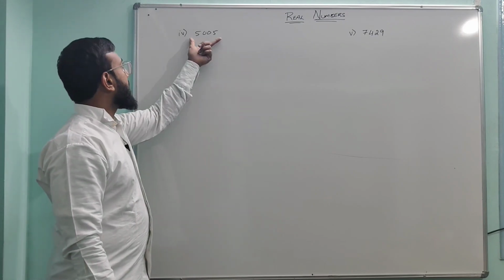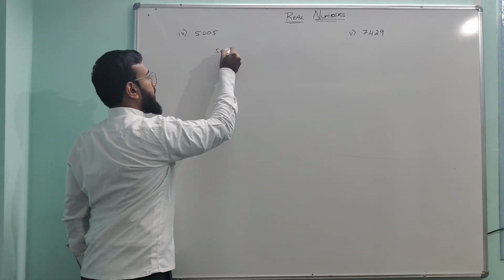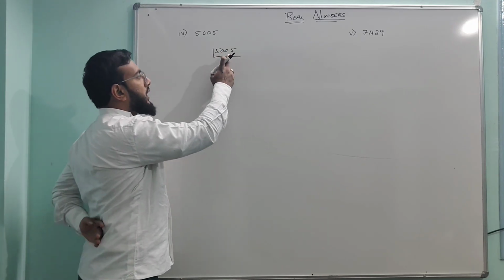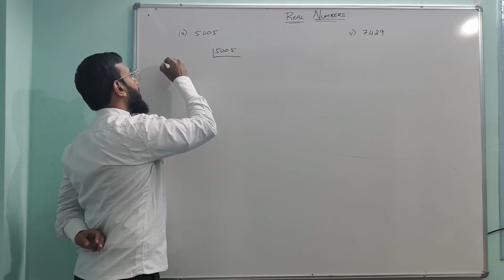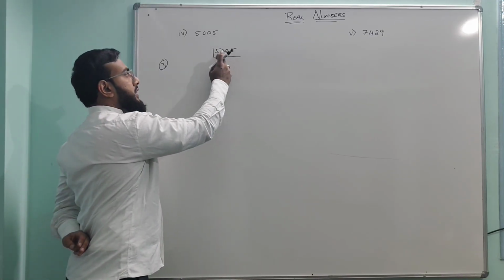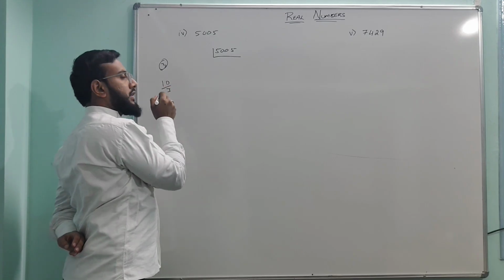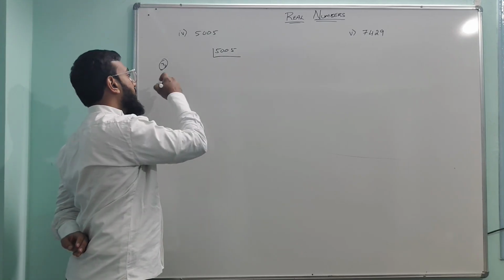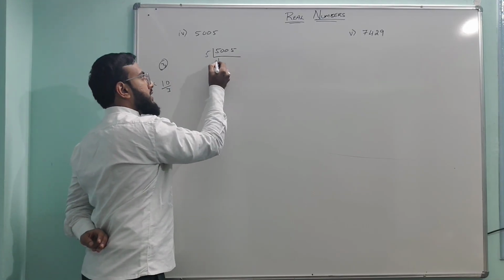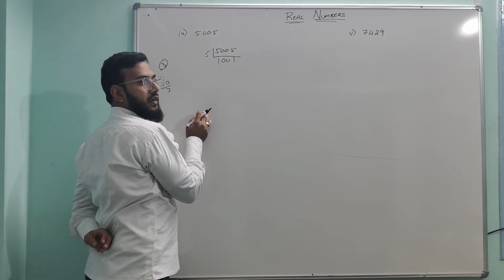Now we have the next question, 5005. How to solve this? Can we go ahead with the 3 table? If you add all the digits, 5 plus 0 plus 0 plus 5, that is 5 plus 5, 10. Correct? 10 is not divisible by 3. Hence, the whole number is not divisible by 3. So, we'll go ahead with 5. 5 1s are 5, 0, 0, 5 1s are 5.